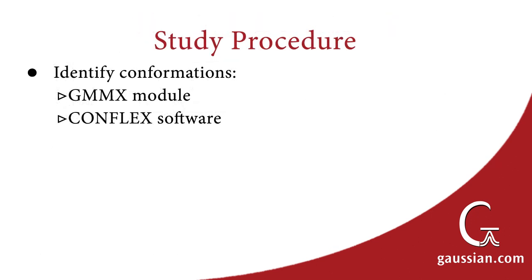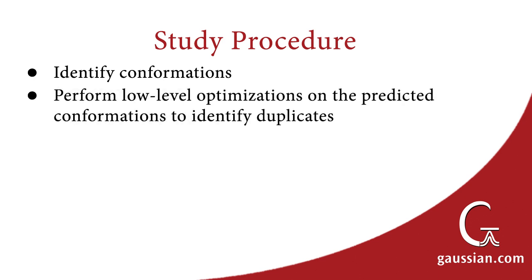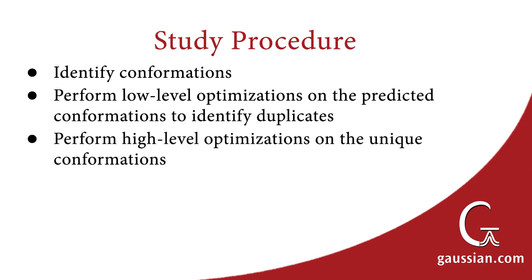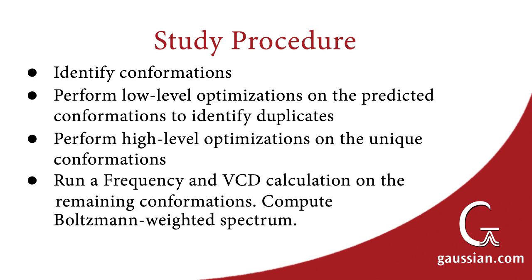Our study will consist of several phases. First, we will search for conformations of our molecule. We will demonstrate two tools for this process. Next, we will perform low-level ab initio optimizations for all the located conformations. Third, we will perform high-level optimizations for the set of unique structures produced by the second step. Finally, we will run frequency calculations, including VCD, for each unique conformation. We will use the individual results to compute the conformationally averaged VCD spectrum in GaussView.